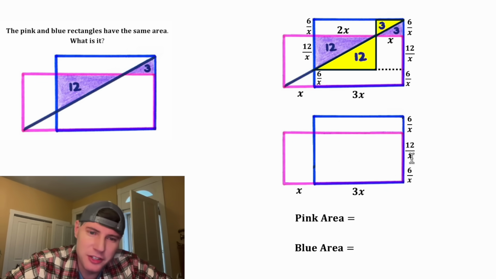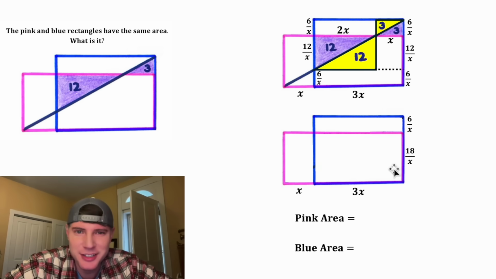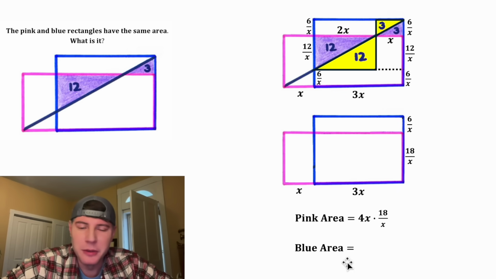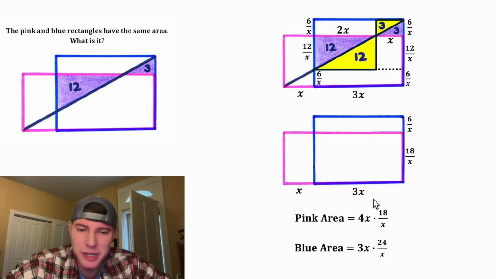For this right here, the 12 over x and the 6 over x, they can add together to give us 18 over x. For the pink area, the base is 4x and the height is 18 over x. And for the blue area, the base is 3x, and the height is these two added together, which is 24 over x. For the pink area, this x and this x on bottom are going to cancel each other out, and 4 times 18 is equal to 72.